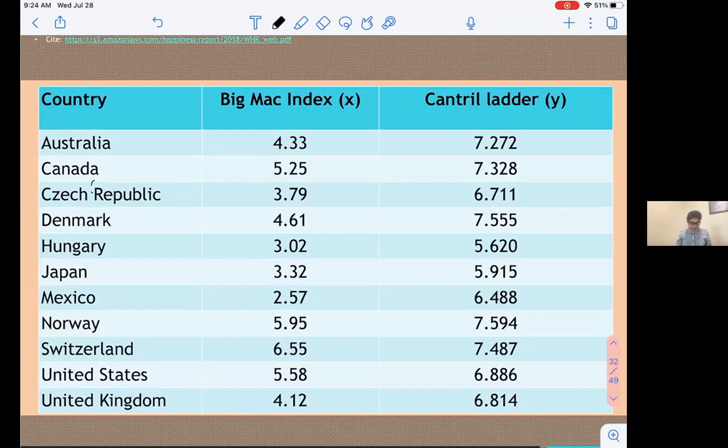So L1, 4.33. You have to be careful because the order has to be the same. 7.272 in your L2 has to be right in front of 4.33, because these are paired data values. For the 4.33 Big Mac index, the happiness level measured by the Cantril ladder is 7.272. So the X and Y values have to be adjacent to each other. So 4.33, 5.25, 3.79.